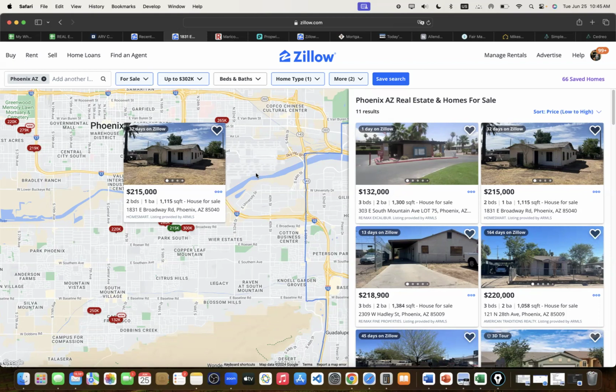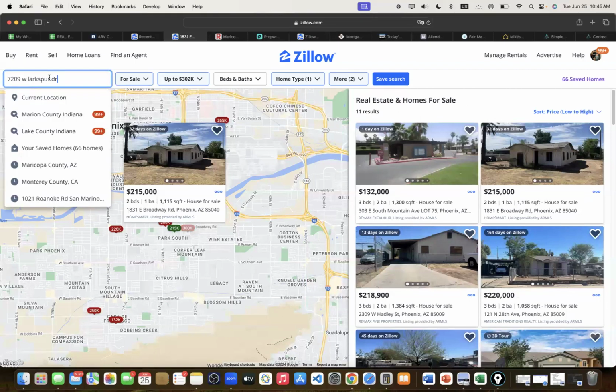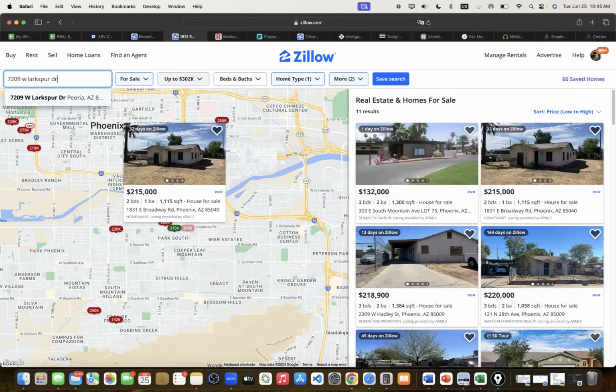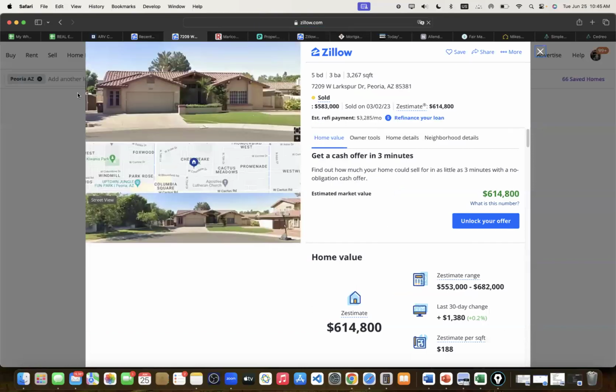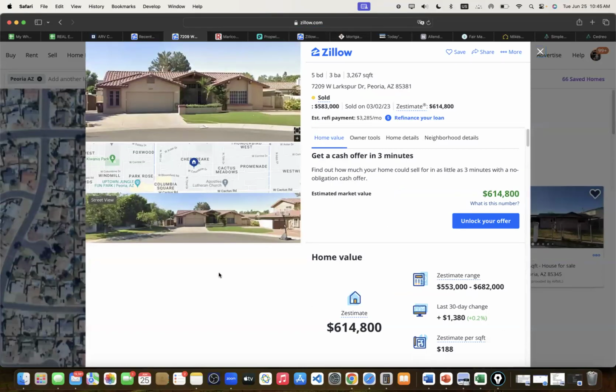There's an address. Okay, let's see. What's going on with this? So we got an address. Awesome. So let's learn from this. Let's see what we can learn from this address over here. Thank you very much. Is there any other information on this property? I'm guessing this is an off-market property here in Arizona.